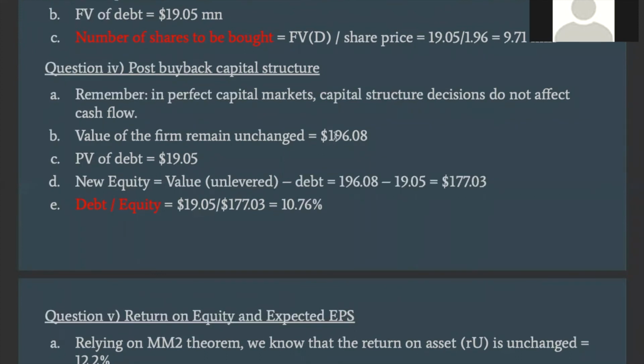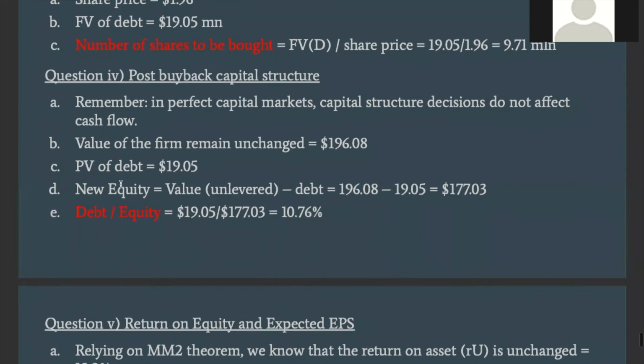What has changed though is the composition of this amount. It's how the company, or the project, has decided to slice the cake. Before it was all equity, now it's debt plus equity. We know that the present value of the debt is 19.05, and that debt plus equity is always equal to value. In this case, we just need to solve this equation.